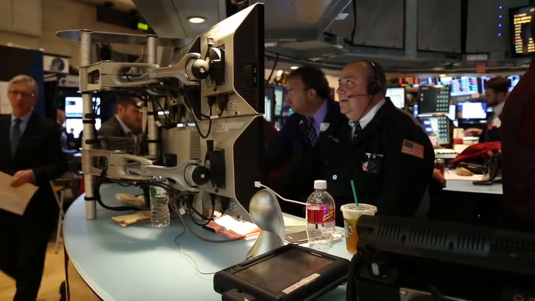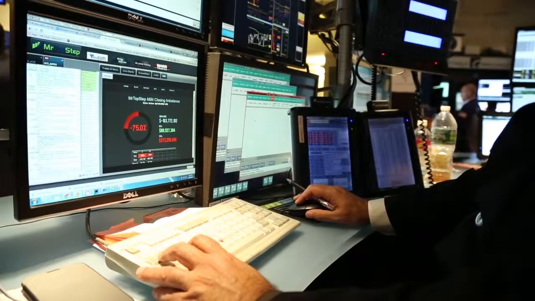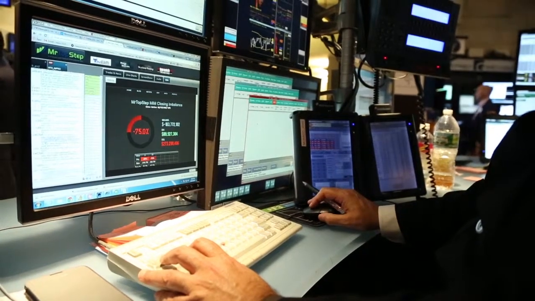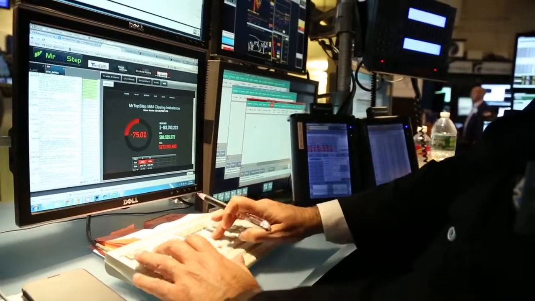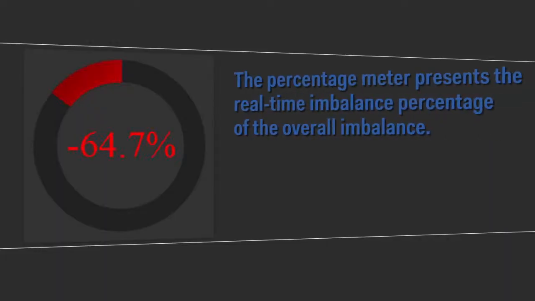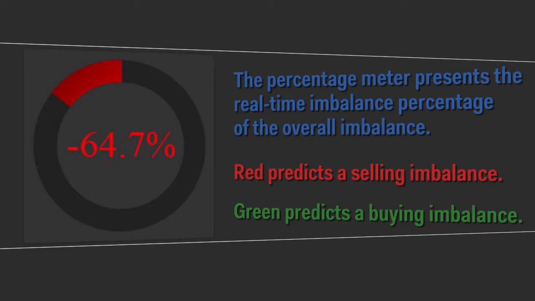We tried to make it simple so that people can make a quick glance at it and be able to trade, because everything in this business is in milliseconds. So it is very simple to read. It's basically like a speedometer. The faster it goes one way or the other, you know exactly what it means.